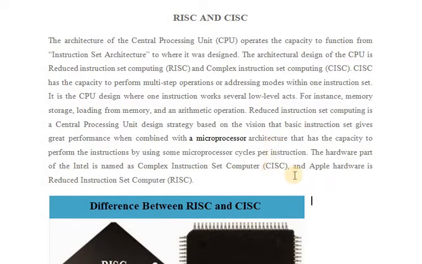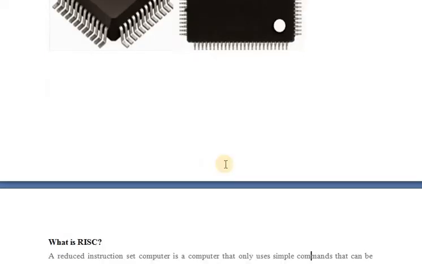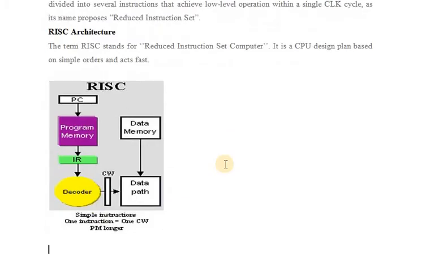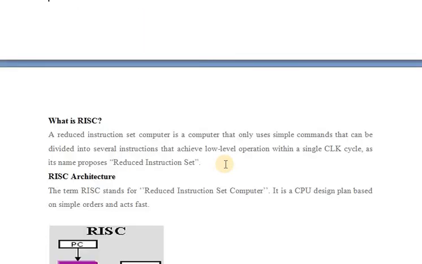Now we will see the hardware: Intel hardware uses a complex instruction set, and Apple hardware uses a reduced instruction set. We will see the difference between RISC and CISC. See here, this is RISC and this is CISC. This is the diagram. Now we will see what RISC is and how the RISC architecture works.